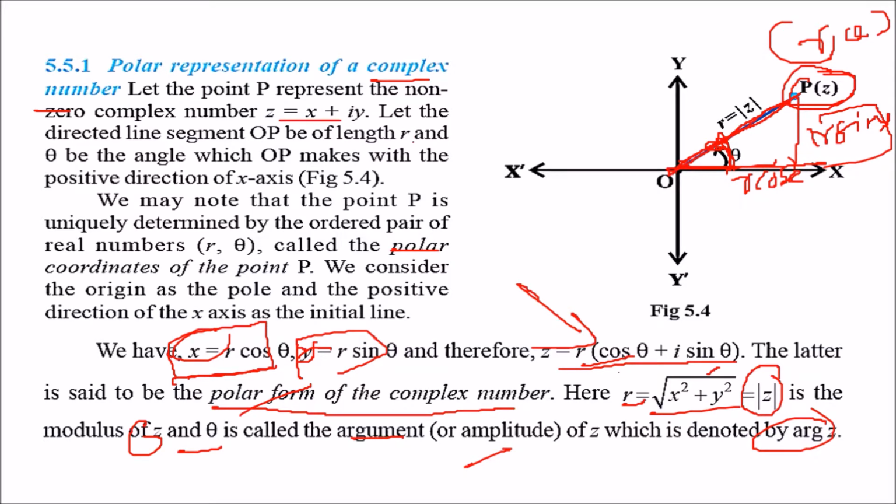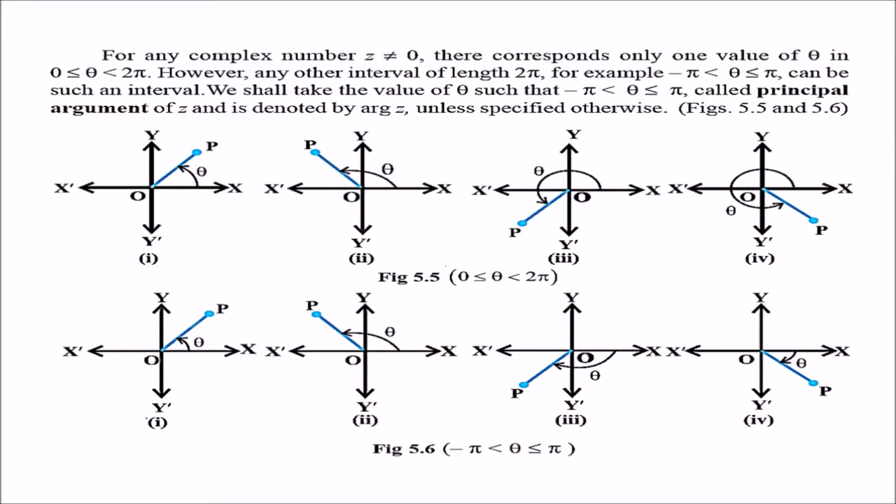Next, see, points are very important. Which angle are we talking about? It could be between 0 to pi, or 0 to 2 pi, or between minus pi to pi; there are two variations. If it is 0 to 2 pi, or if it is between minus pi to pi, then this theta, lying between minus pi to pi, we call the principal argument of this complex number z. We denote it by arg z unless otherwise specified.